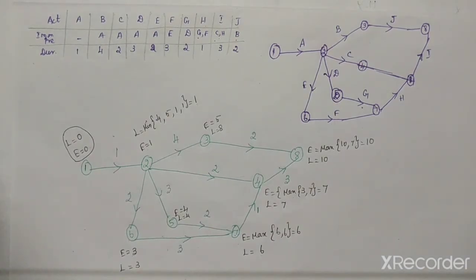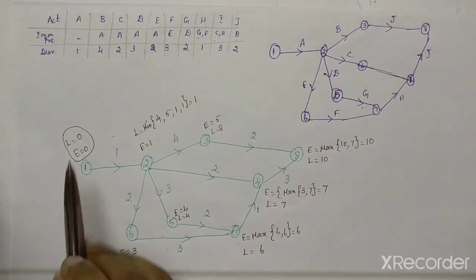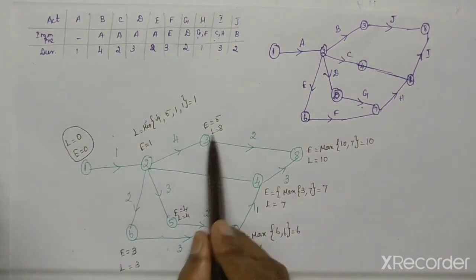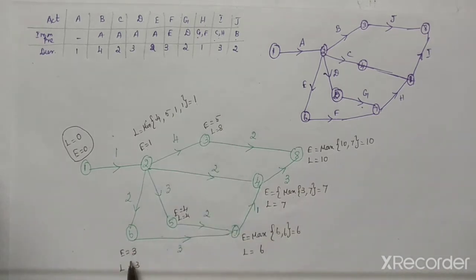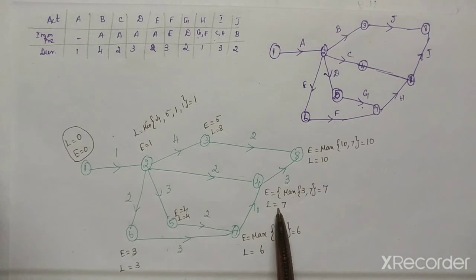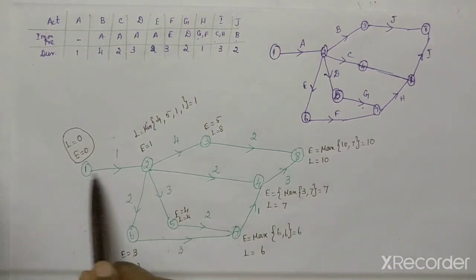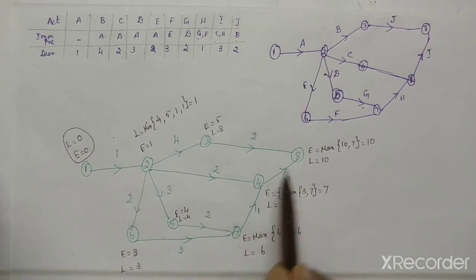Now we have to come to the critical path. Finding the critical path means we look for the same value for L and E. So if this is equal, this is also equal. This is not equal, so we can't go like this. This will be equal, this is also equal. So this is also equal, this one is also equal, this one is also equal. So the critical paths are 1 to 2, 2 to 4, 4 to 8.